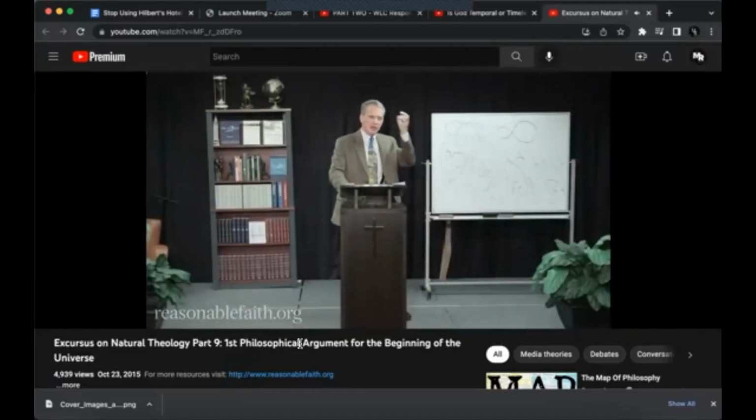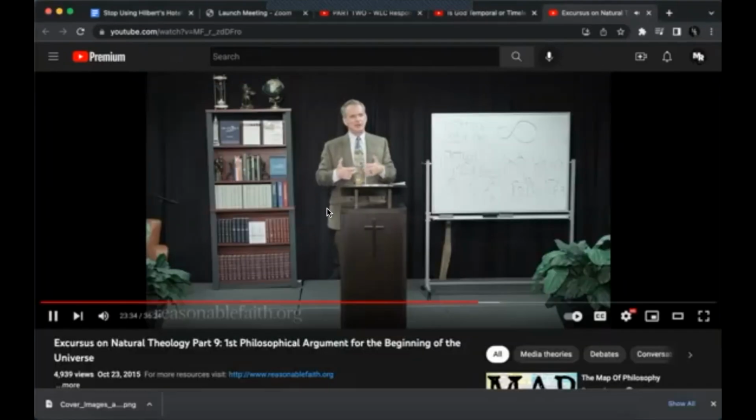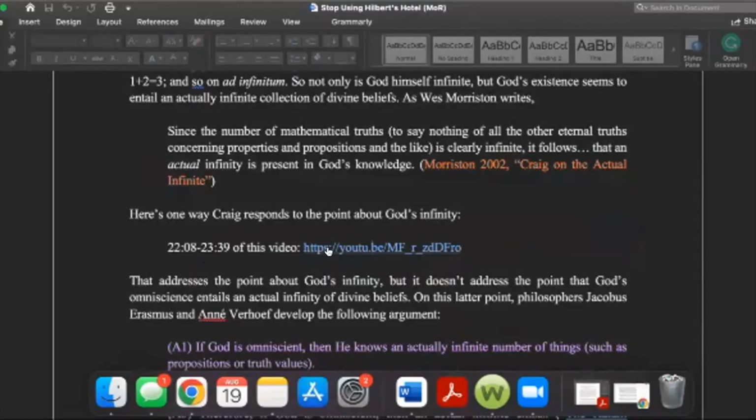If you were to take away in your mind omniscience, omnipotence, eternity, necessity, holiness, there wouldn't be any attribute left over called infinity. That just is an umbrella term for all those superlative attributes that God possesses. So we shouldn't think of God's infinity as a quantitative concept. He doesn't involve an actually infinite number of definite and discrete pieces that go to make up his being. So that does address the point about God's infinity, but it doesn't address the point that God's omniscience entails an actual infinity of divine beliefs.